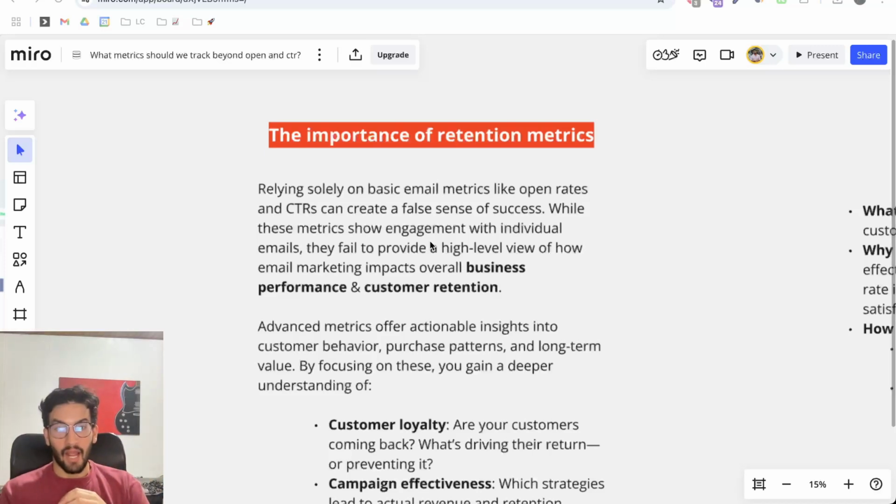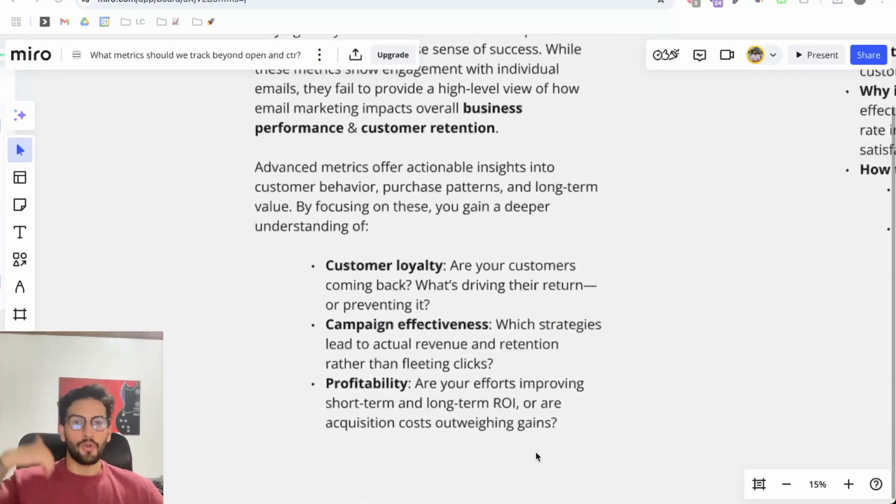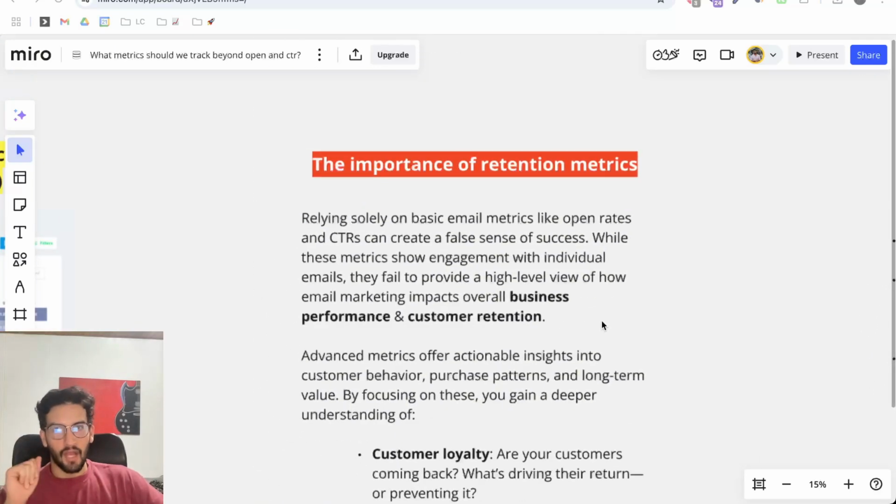Advanced metrics offer actual insights into customer behavior, purchase patterns, and long-term value. By focusing on this, you gain a deeper understanding of, one, customer loyalty. So are your customers coming back? Essentially, what's driving the return or what's preventing the return? Two, campaign effectiveness. Which strategies lead to actual revenue and retention rather than fleeting clicks, right? And three, profitability. Are your efforts improving short-term and long-term ROI, or are acquisition costs outweighing gains? And this is extremely important. So with that being said, let me dive into the actual metrics.